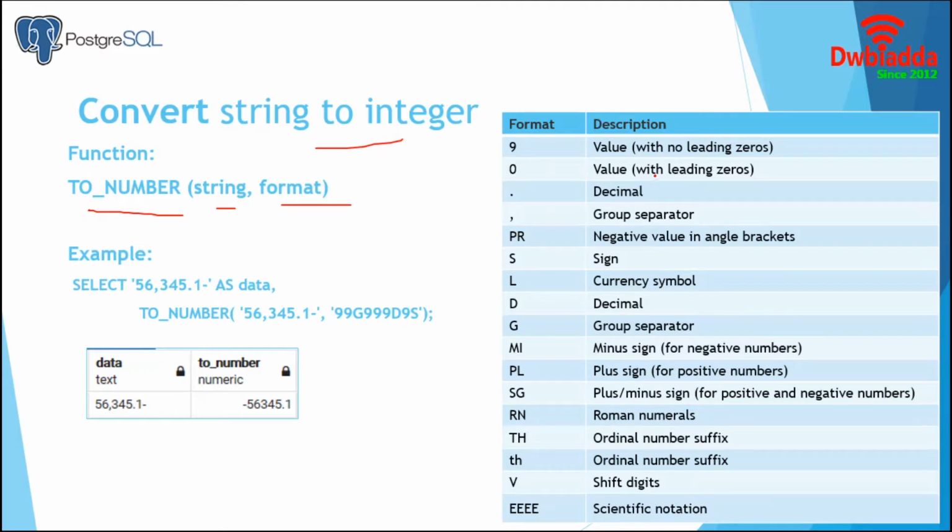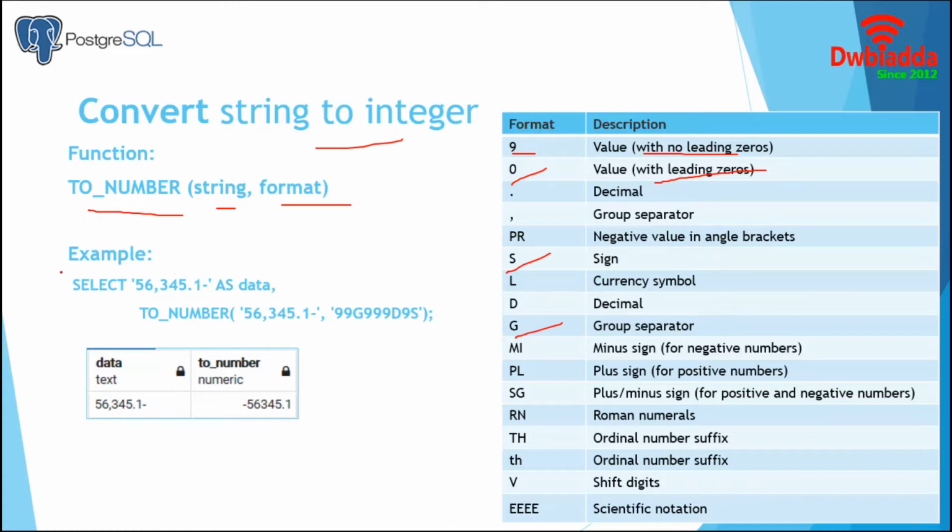If the string contains values with no leading zeros, we have to set 9 in the format, and in case of string values with leading zeros, we have to set 0. If a string contains any group separator like a comma, we have to use capital G. And for the sign, the associated format is S. So we attach this format list for our reference.